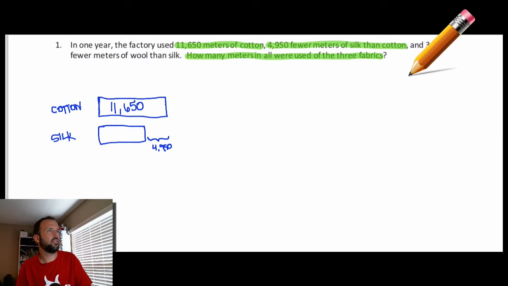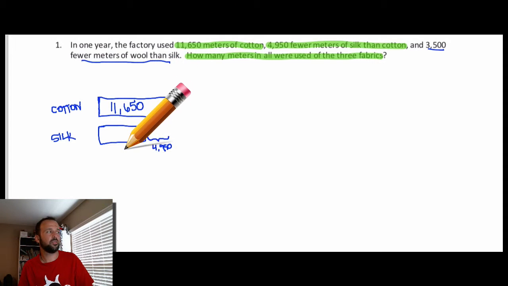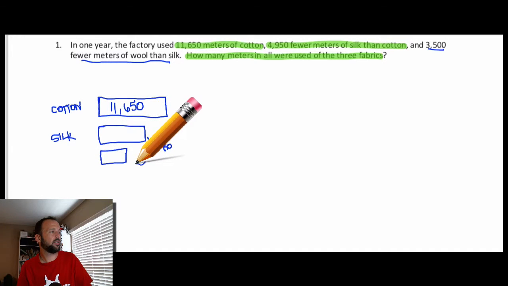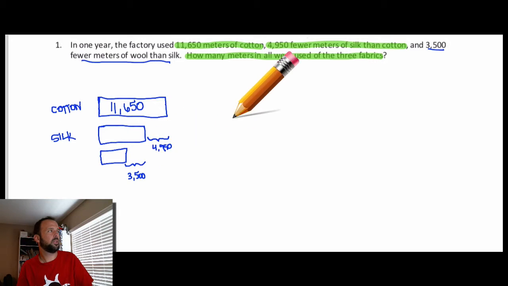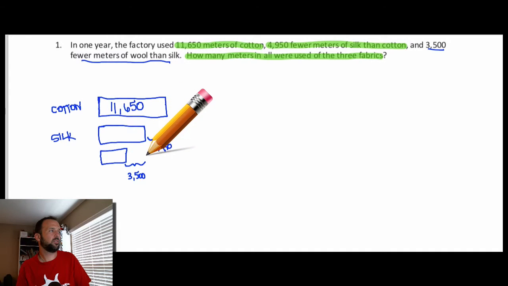And then it says 3,500 fewer meters of wool than silk. So I used even less wool, right? Less wool than silk. So if this is my total for silk, which I don't know yet, I know my wool is going to be even less than that because I'm going to have to subtract 3,500 meters because I used 3,500 fewer meters of wool than silk. So I'm going to have to take that much away from my silk in order to find out the wool.